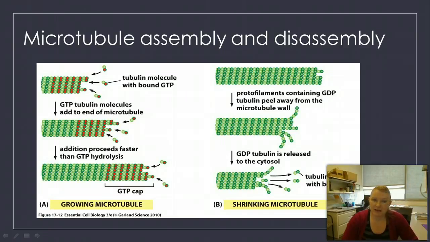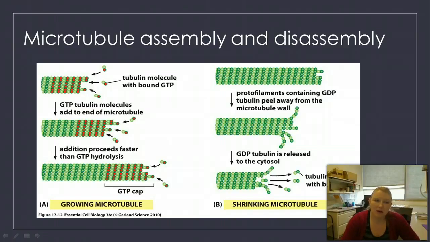But if we want it to then disassemble, and this can happen through either the disassembly process or even a process known as dynamic instability, which allows it to be taken apart really quickly. And what this is, it's when the protofilaments, remember those long chains of alpha and beta, containing that GDP that's now been hydrolyzed, start to peel away from the microtubule wall, and it falls apart. And these tubulin molecules contain that GDP now, and they go off and they're either rebuilt into another microtubule or they hang out waiting until it's needed again. And that's how this happens.